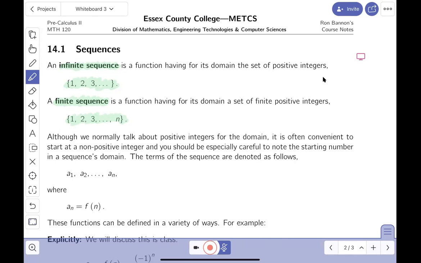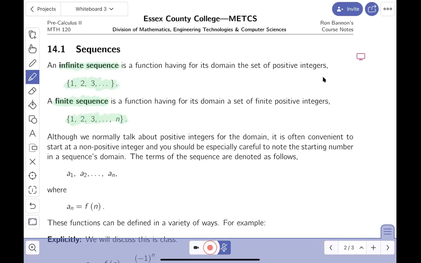So over here it says, although we normally talk about positive integers for the domain, it is often convenient to start with non-positive integers. Sometimes we start with 0. We like starting counting with 0. I notice when I travel the world, some people do start counting at 0. Other people start counting at 1. It depends. But you can count from other numbers too. For example, there are many buildings where the first floor, what I call the first floor, is -1.